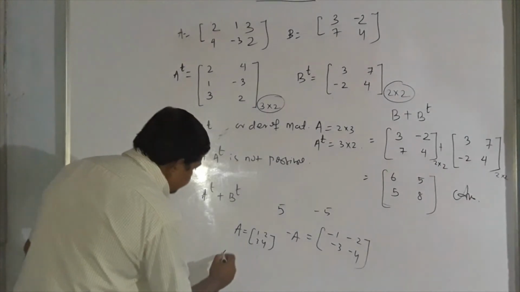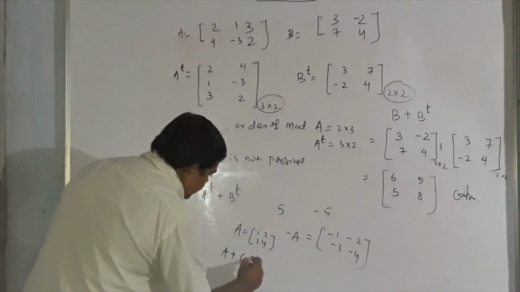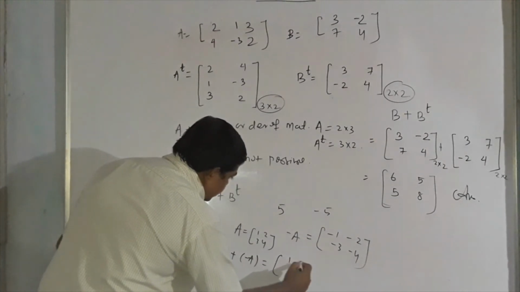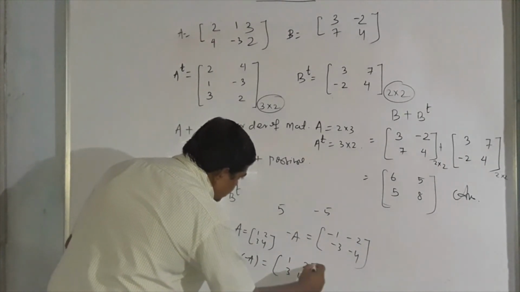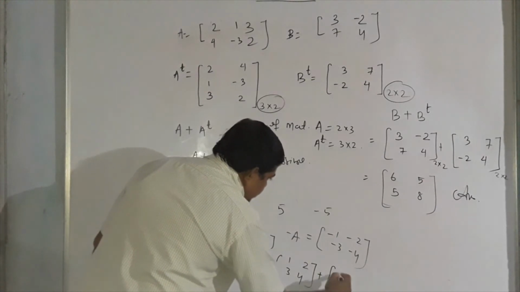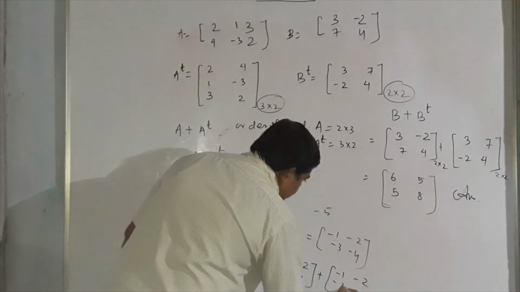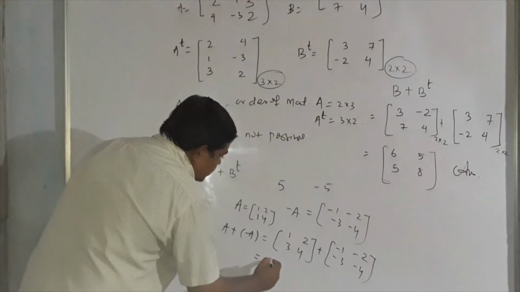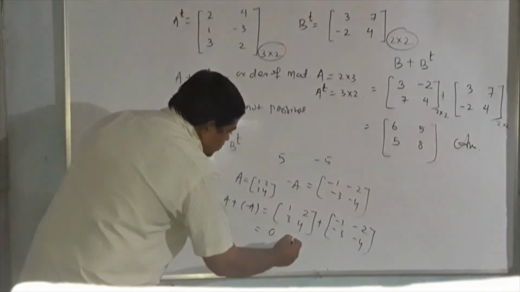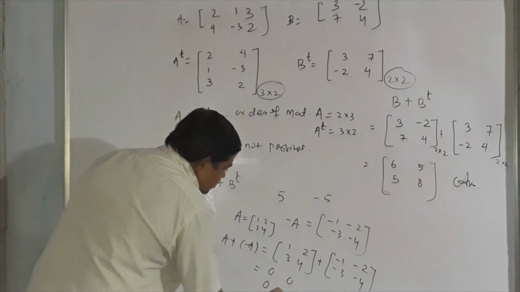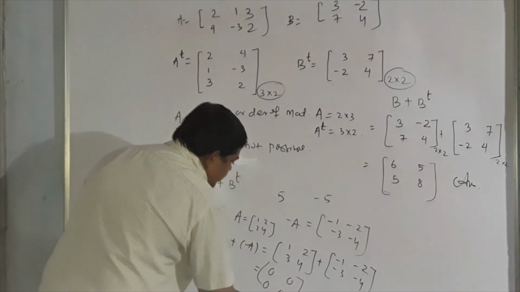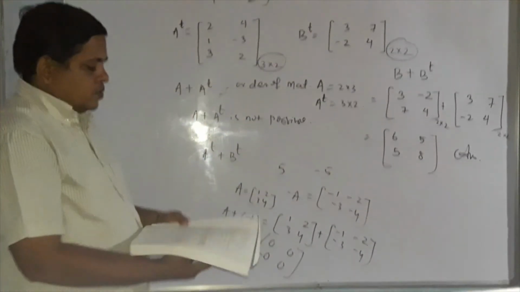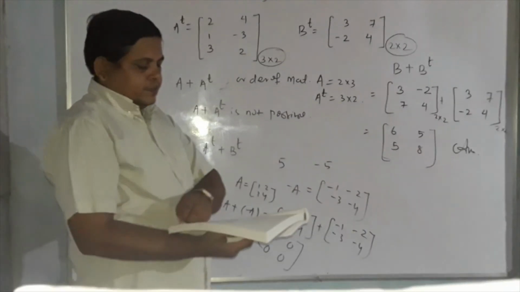Then here you write A plus minus A, and what will you get? Here 1, 2, 3, 4, plus, here you write minus 1, minus 2, minus 3, minus 4. After adding, what are you getting? 1 plus minus 1 is 0, 2 minus 2 is 0, 3 minus 3 is 0, 4 minus 4 is 0. You are getting the null matrix. This is called the additive inverse.